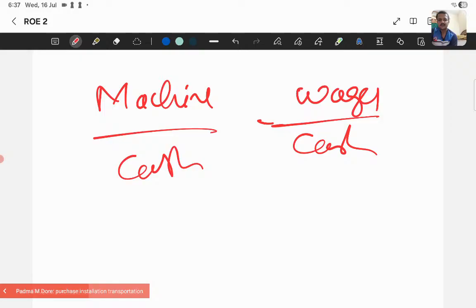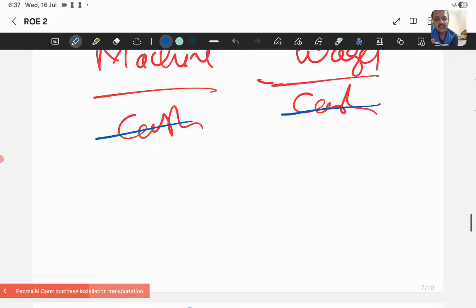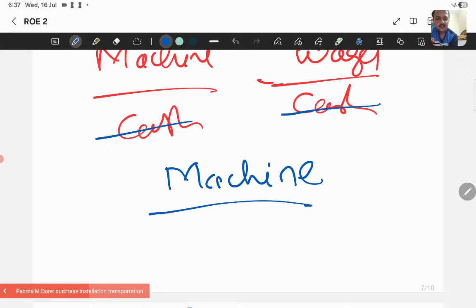Now how to rectify this? Very simple. Cash does not require any rectification because in the cash book it is rightly recorded. So where has it gone wrong? It has gone wrong in wages instead of machine. Wages has been debited instead of machine. Now in order to rectify, what we need to do? We need to debit machine and we need to credit wages because wages has been wrongly debited. In order to rectify, we need to credit.